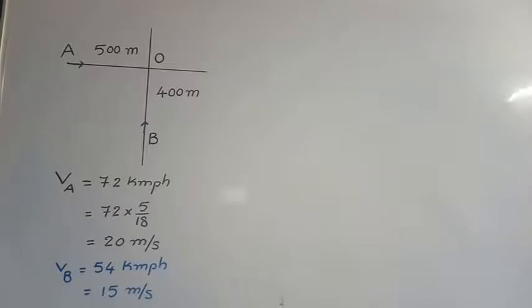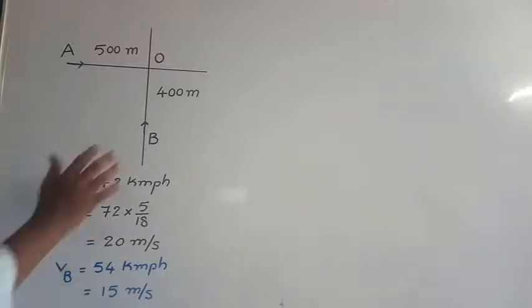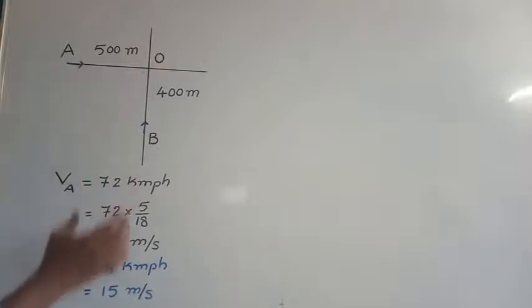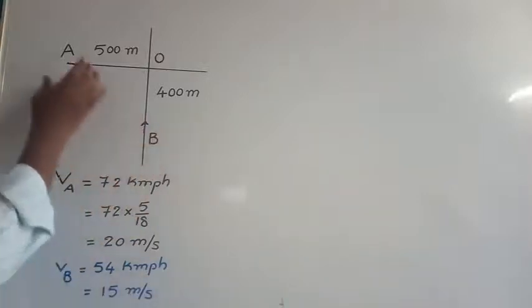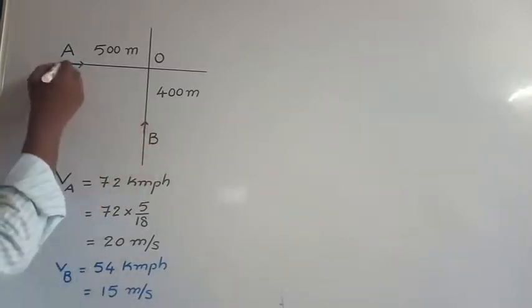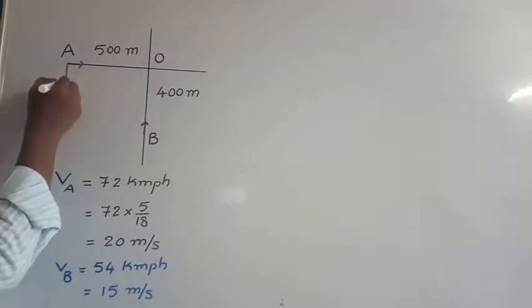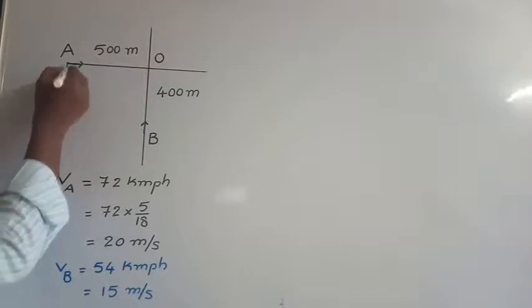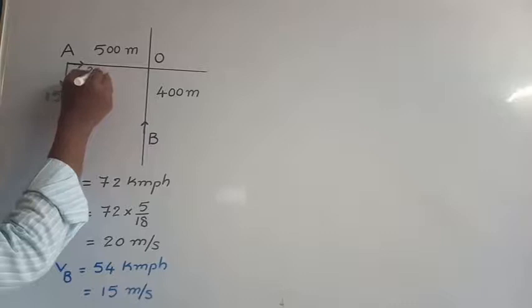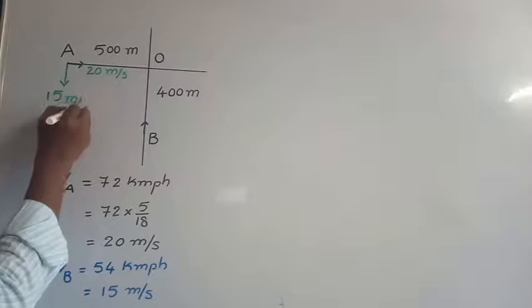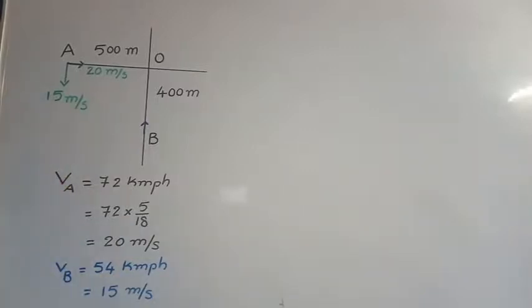Now we assume B is virtually at rest. We should keep particle B virtually at rest, so we add minus 15 meter per second to B and A. I am adding the velocity of B to the velocity of A. So this is the velocity minus VB, which is 15 meter per second. And car A is moving with a velocity of 20 meter per second in this direction. Then we have to find the resultant of these two velocities.